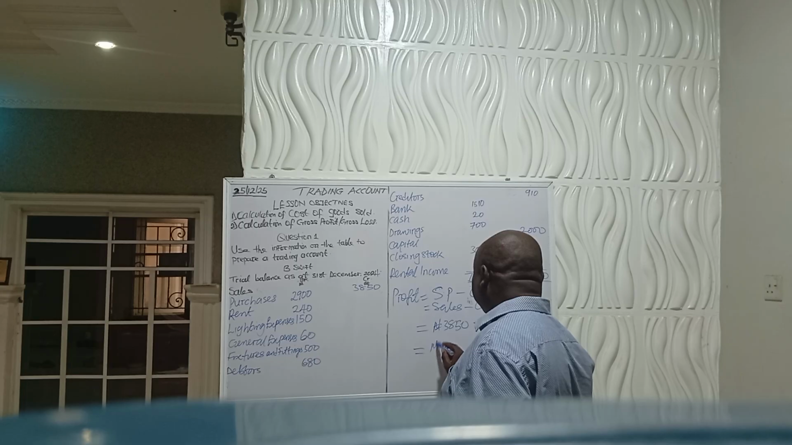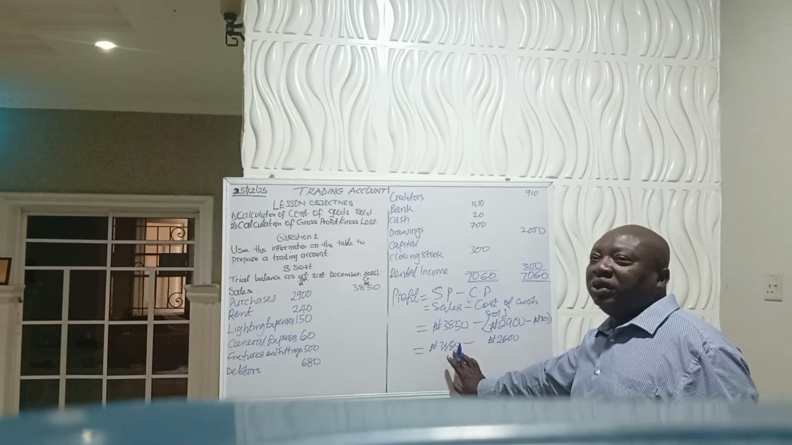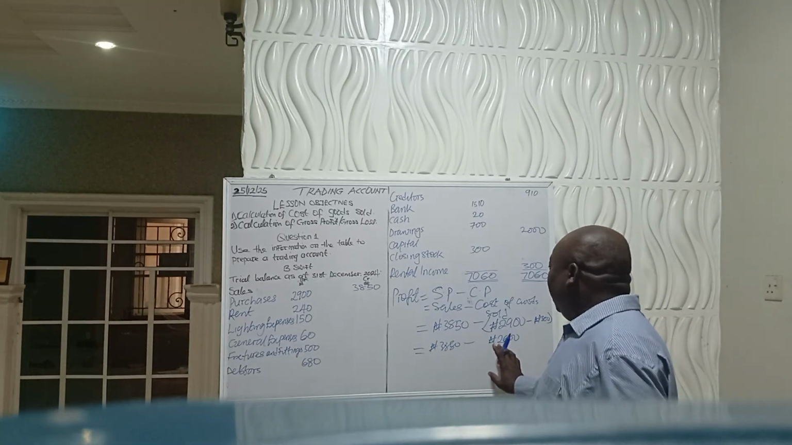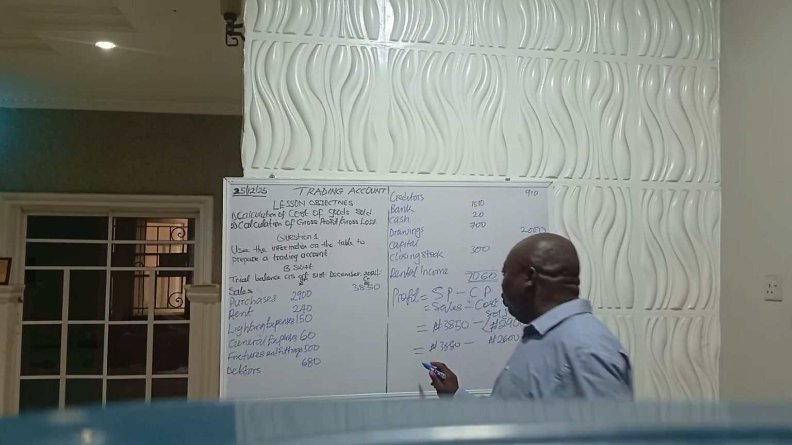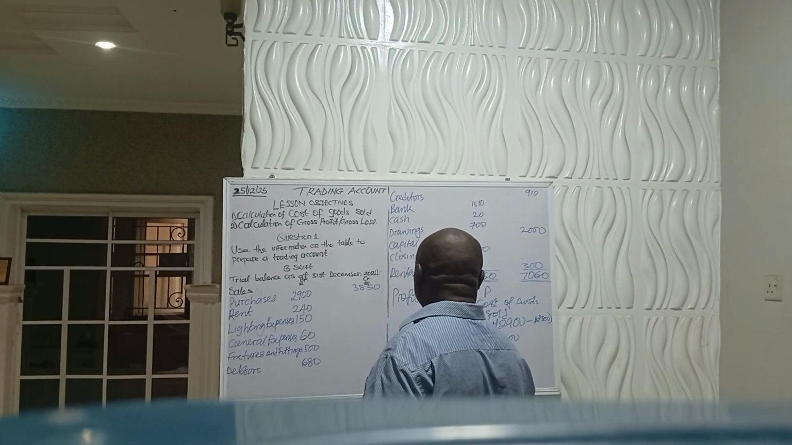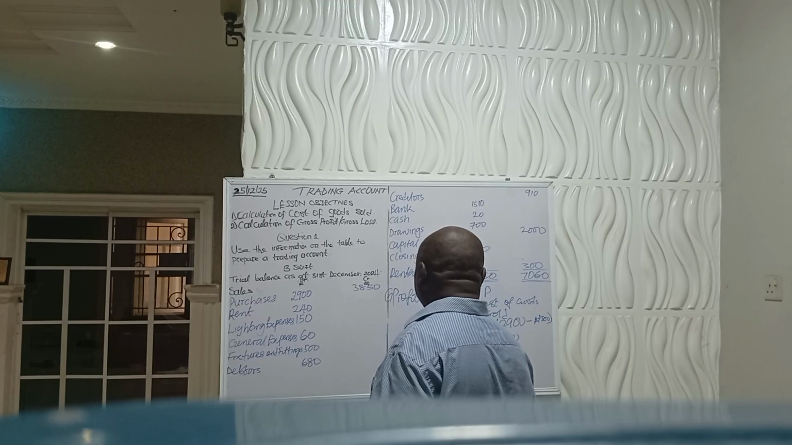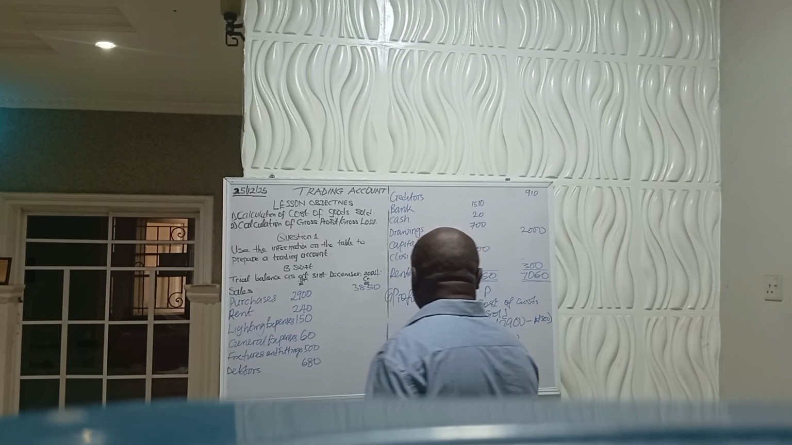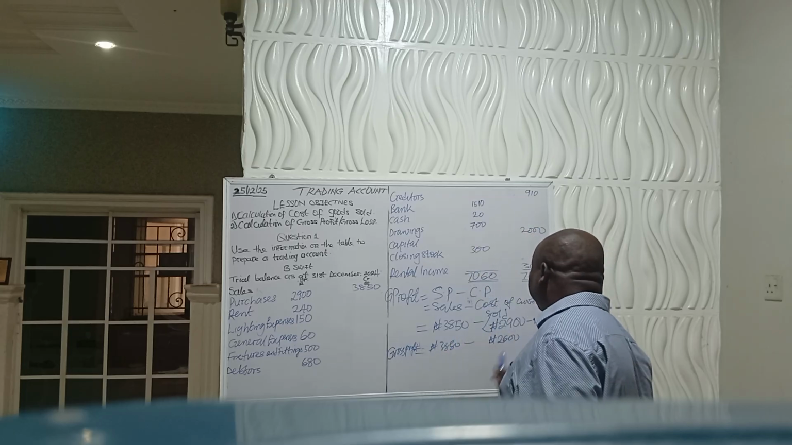Now, your sales is this. In this question, there is no return inward, as I have said. Now, this is your cost of goods sold. So the difference between this and this will give you what? Gross profit. The profit we are talking about is gross. Here is gross profit.